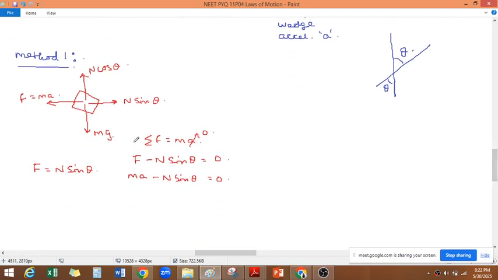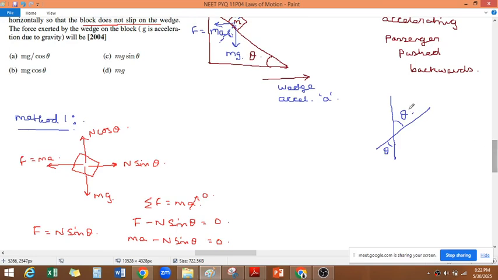Another thing is n cos theta is equal to mg, in the vertical direction. That means n is equal to mg by cos theta. That's all. So read the question: the force exerted by the wedge on the block.